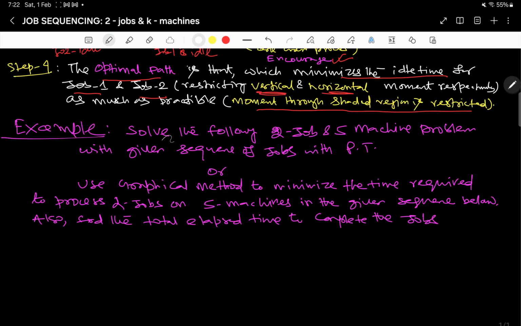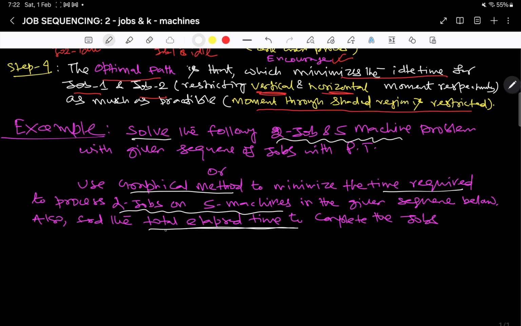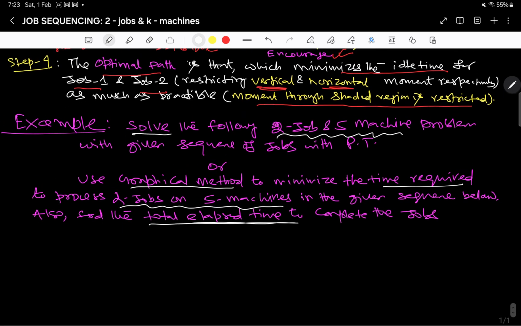Now the question is like this: solve the following 2 job and 5 machine problem with the given sequence of jobs with processing time, or otherwise use the graphical method to minimize the time required for the 2 job and 5 machine problem in the given sequence below. Also find the total elapsed time. As I have told you, total elapsed time means your processing time plus idle time of individual machines. And the sequences are as follows.